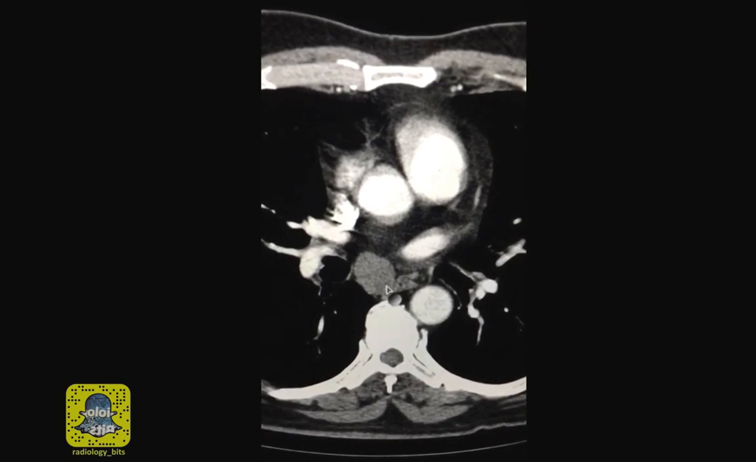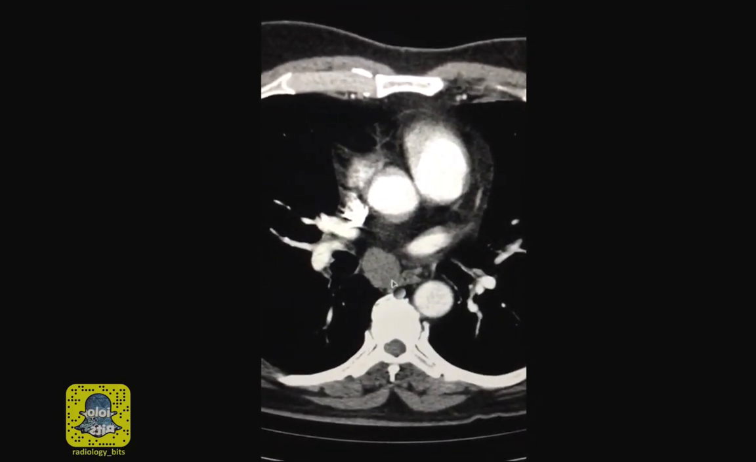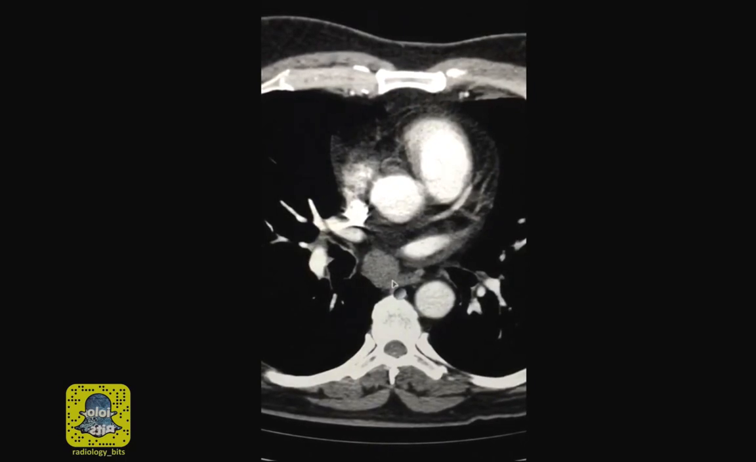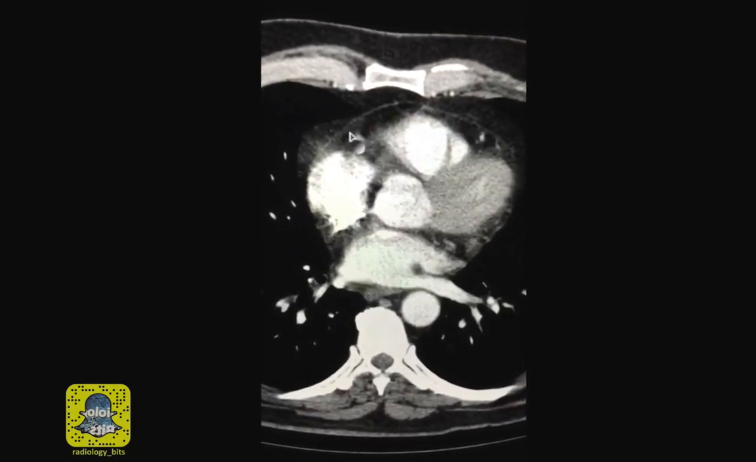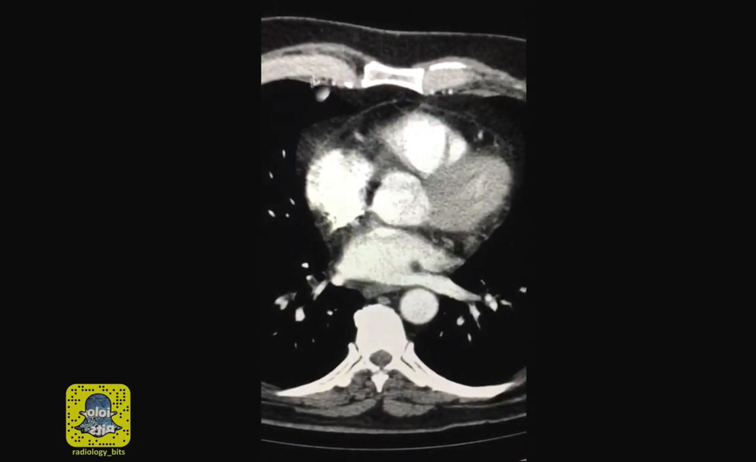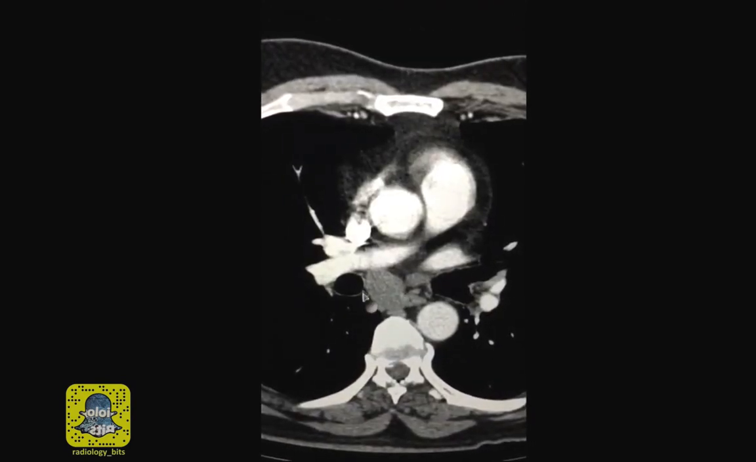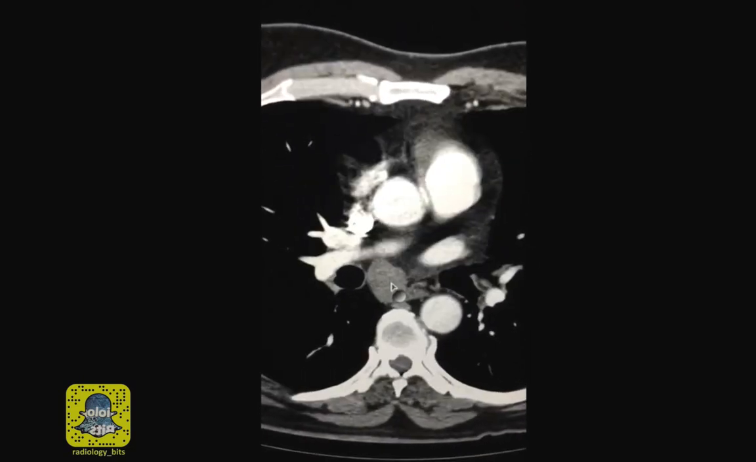Now, what else could you include in your differential diagnosis of a cystic subcarinal abnormality? One of the potential considerations would be a pericardial cyst or diverticulum. A pericardial cyst or diverticulum is related to the pericardium and more commonly seen in the cardiophrenic region, classically on the right. So a subcarinal location definitely favors a bronchogenic cyst rather than a pericardial cyst or diverticulum.